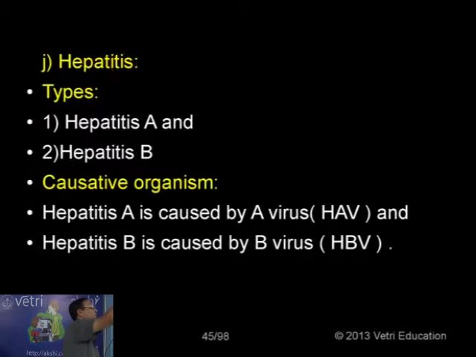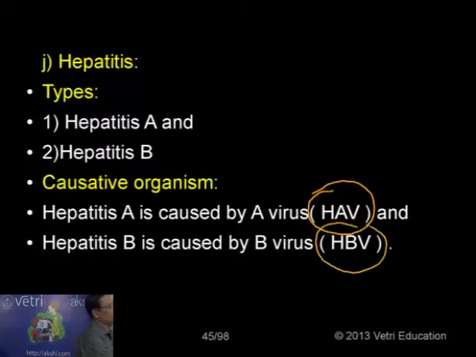Now, what are the types? We have two types as mentioned in the syllabus, hepatitis A and hepatitis B. And what are the causative organisms for causing A and B hepatitis? Hepatitis A is caused by the hepatitis A virus, and hepatitis B is caused by the HB virus, HBV. So these are the two different causative organisms. Though both of them cause hepatitis, the portals of entry are different for these two viruses.